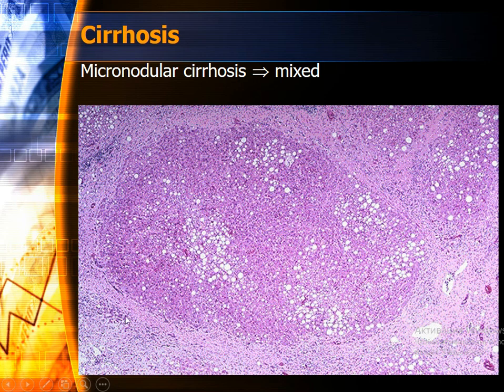You can see a false lobule in the center of the slide, surrounded by thick fibrotic septa and fatty changes in the lobe, without normal orientation of hepatocytes and without a central vein.